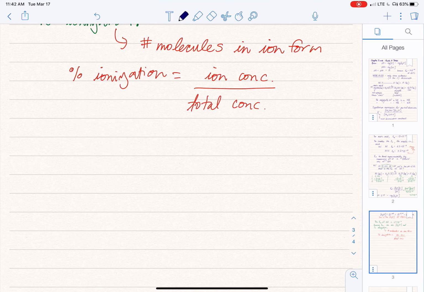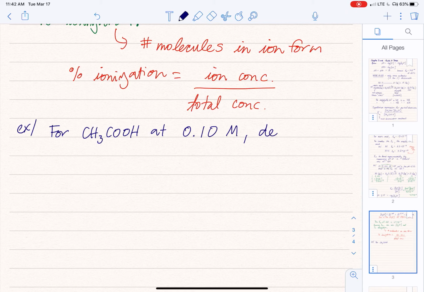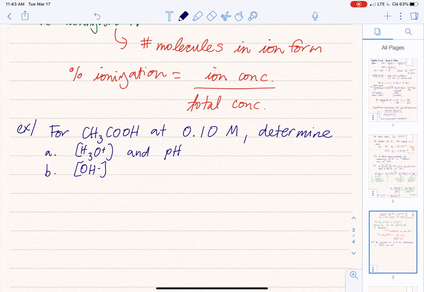Here I'm going to do an example using acetic acid. So if we take acetic acid at 0.1 molar concentration, can we determine the following? First, I want hydronium ion concentration, which is nearly synonymous with pH, so both of those. Can I get the hydroxide concentration? And can I get the percent ionization as defined above?